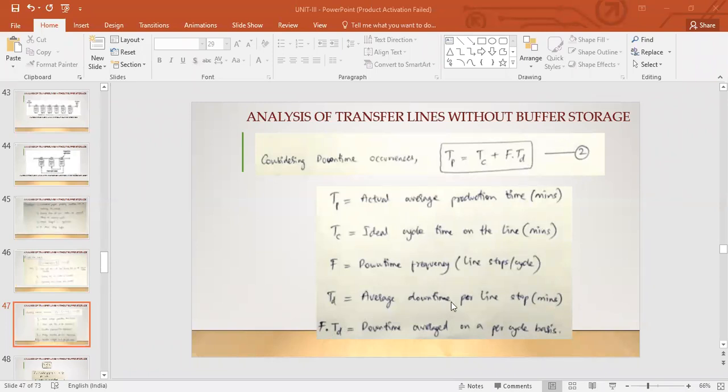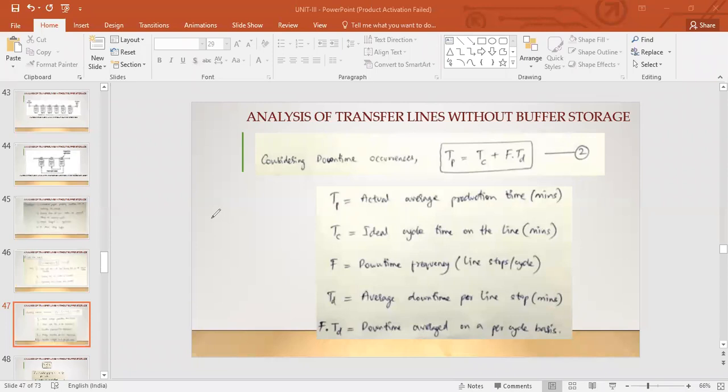What is TD? TD is the average downtime per line stop. So basically you'll have this from statistics. What is the average downtime if the line is stopping, for how many minutes on an average? That's your TD, multiplied by F. What is F? It is the downtime frequency, how many line stops are happening per cycle. For example, I'll give you an idea. If for every 100 cycles you are having one line stop.